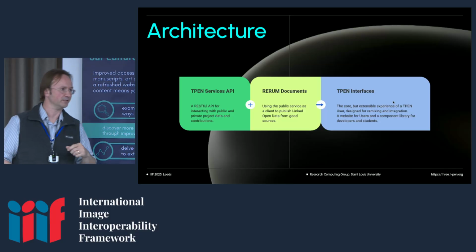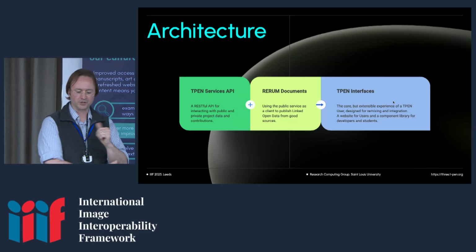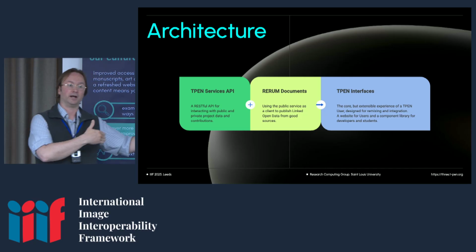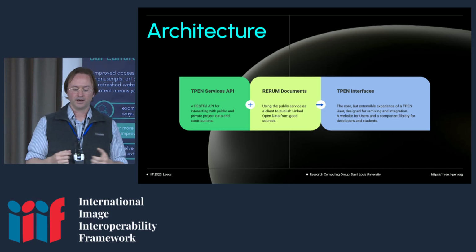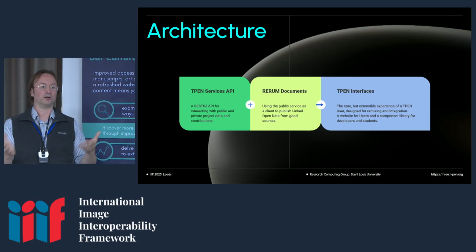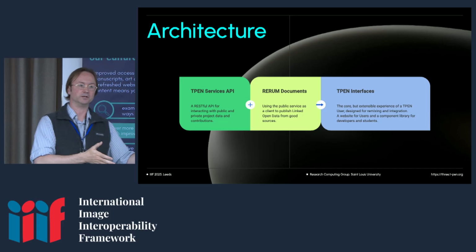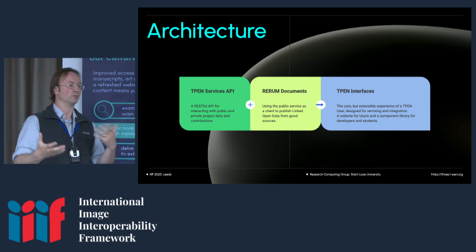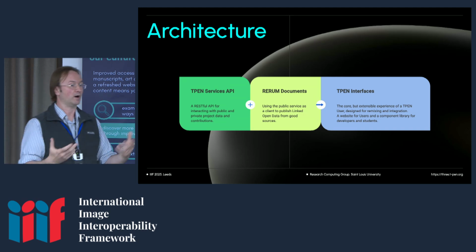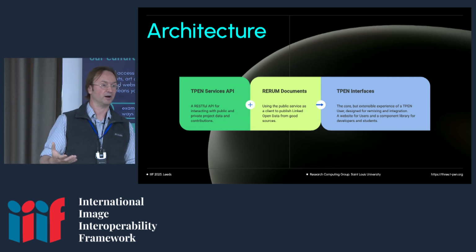So this is what we did in TPEN 3.0. The services API now is separated, and Rerum, which is an external service for hosting linked open data, is where we store all of the documents, everything that's generated. And then there's a completely separate set of TPEN interfaces that utilizes all of these. And we've built these all as core web components, so if people want to swap out any of them, they can, and the projects still work.